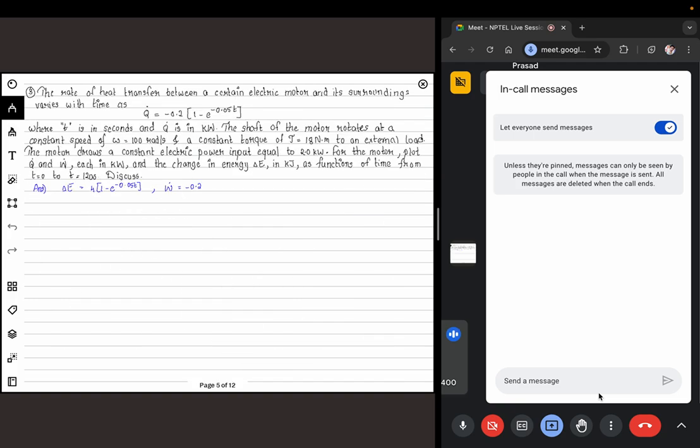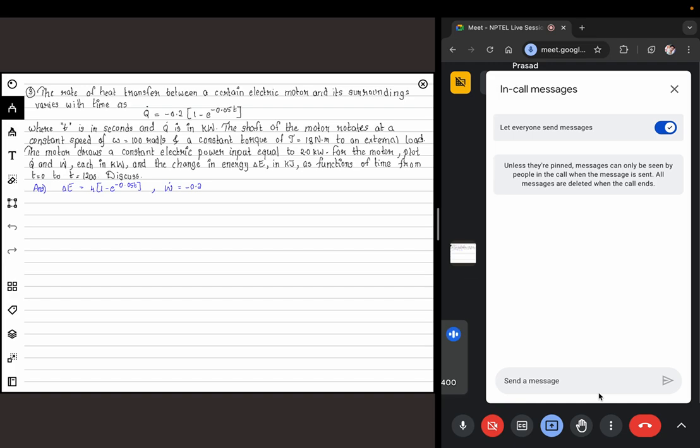The next one is a very straightforward question. There is a motor from which heat is getting lost in this particular fashion. The expression is given as this. As time increases, the heat is being lost. The negative sign here ensures consistency with the notation we are following, that heat lost from a system is considered negative. t is the time in seconds and Q dot is in kilowatt.